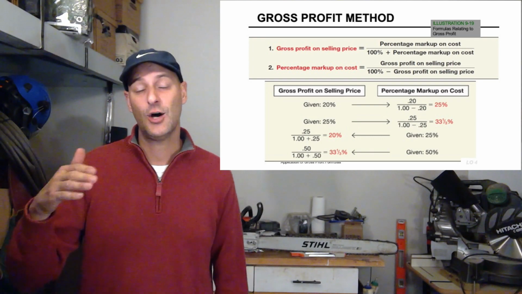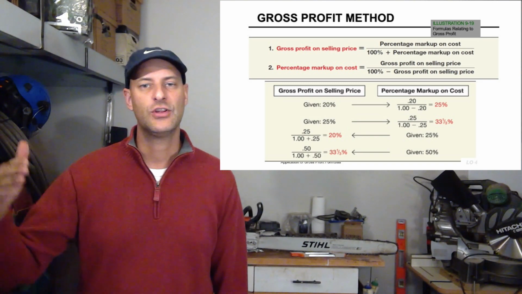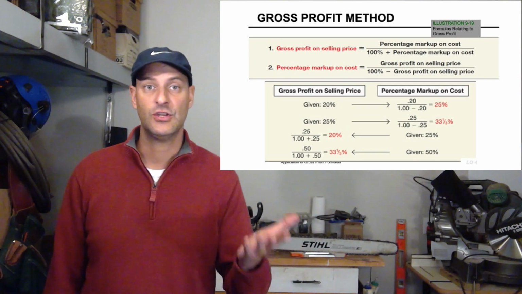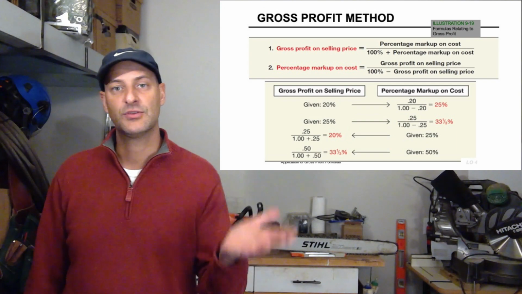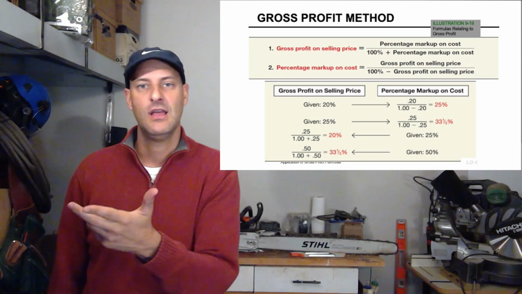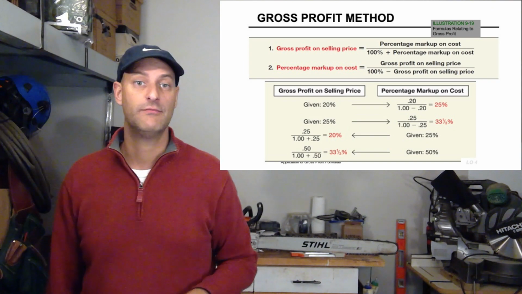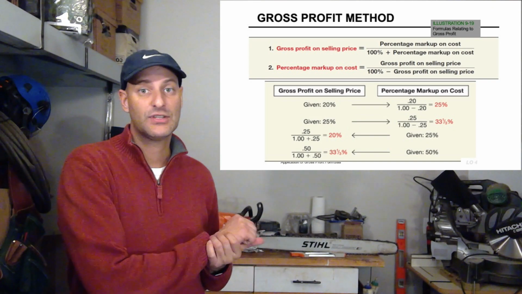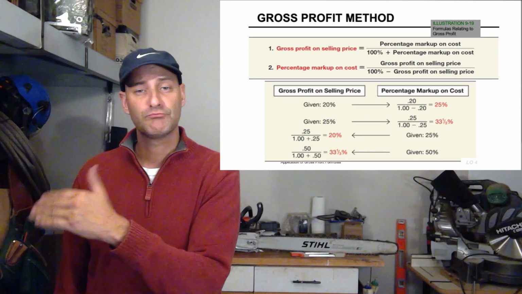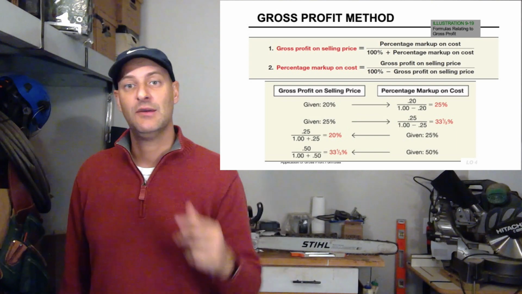A lot of times it helps if you just think it through in terms of the 5, 15, 20 example that we just went through, and you can largely back into it. So if you're given, say, the 20%, which is the gross profit on the selling price, and you want to get to the percent markup on cost, you take 20% over 1 minus 20%, so 20% over 80%, which is 25%. And if you're given, say, 25%, you take 25% over 1 minus 25%, which is 25% over 75%, which is 1/3.